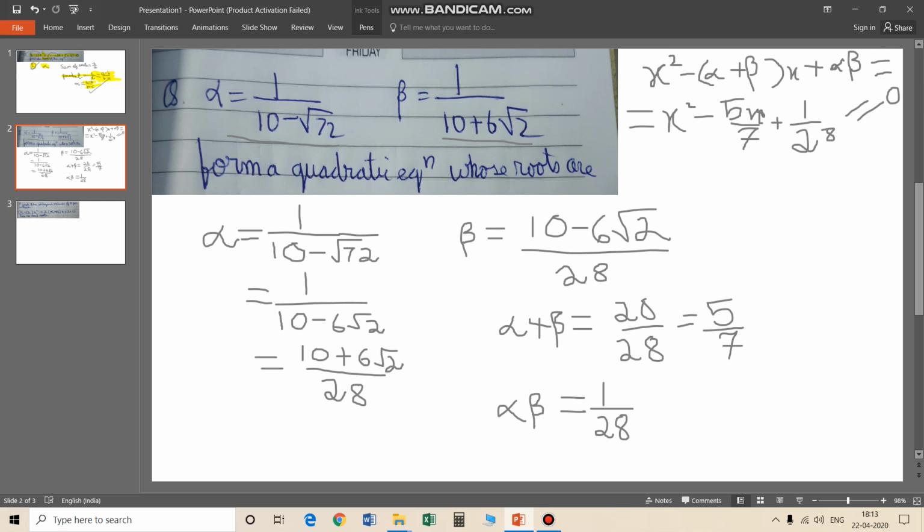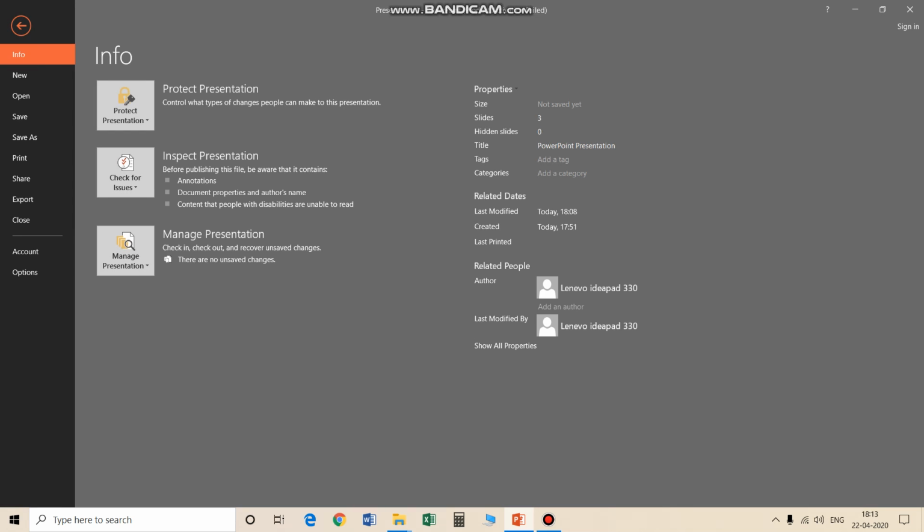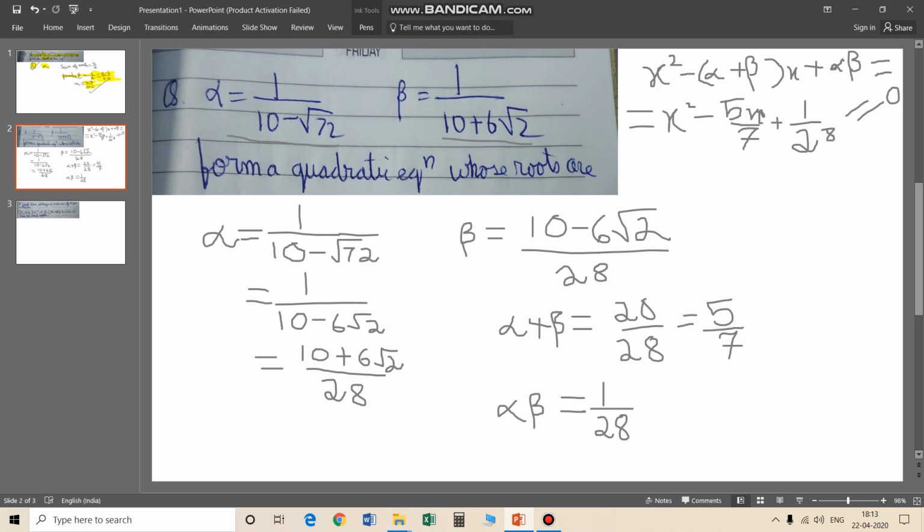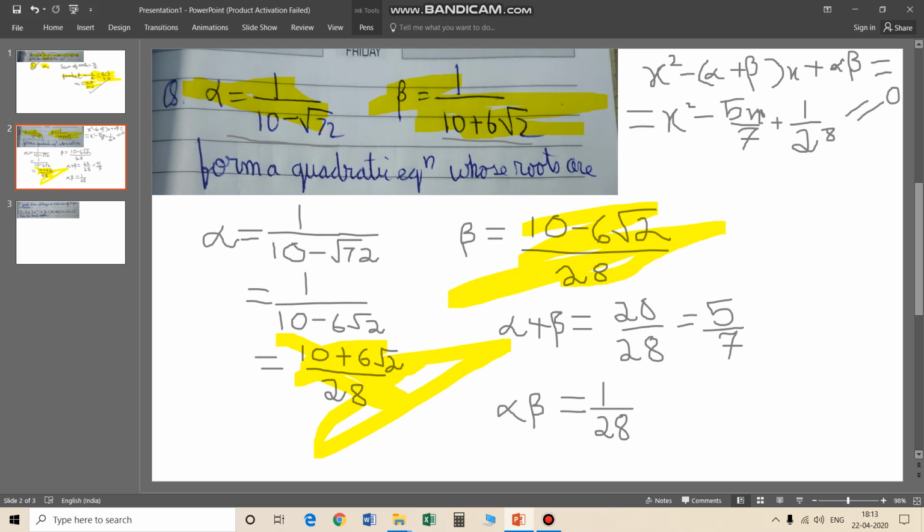Alpha is given, beta is given. We have to form an equation. I simplified alpha to this. Simplified beta to this. This is the scribbling I am doing. Alpha plus beta is this. Alpha beta is this.